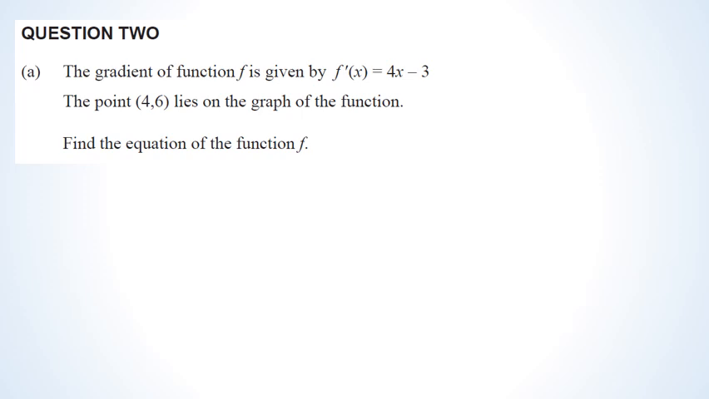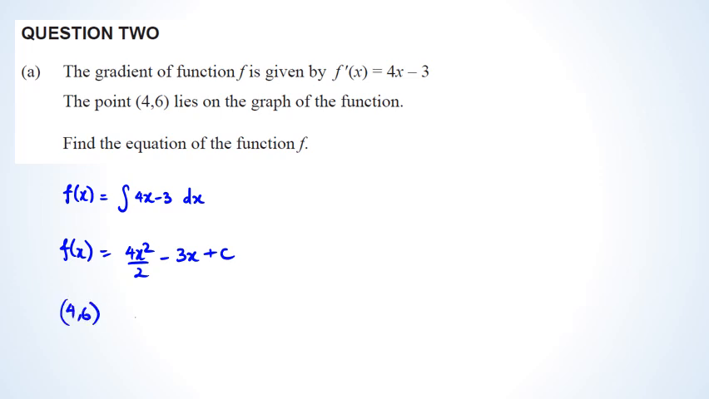We have the gradient of the function given by f dash of x. We've got a point, and we have to figure out what f of x is. So f of x is the integral of 4x minus 3 dx, which is 4x squared over 2 minus 3x plus c. Now we've got the point (4, 6), which means f of 4 is equal to 6. I can say that 6 is equal to 4 times 4 squared over 2 minus 3 times 4 plus c.